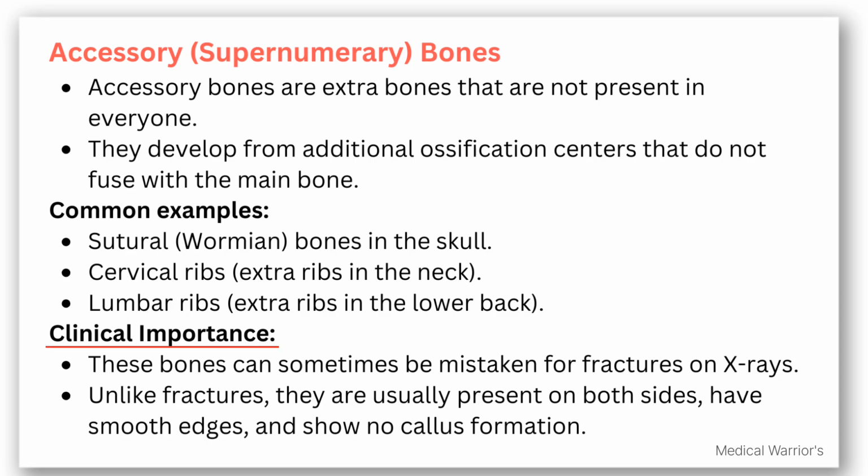Clinical importance: these bones can sometimes be mistaken for fractures on X-rays. Unlike fractures, they are usually present on both sides. They have smooth edges and show no callus formation. Accessory bones are not always present, and they may occur as an ununited epiphysis developing from an extra center of ossification.